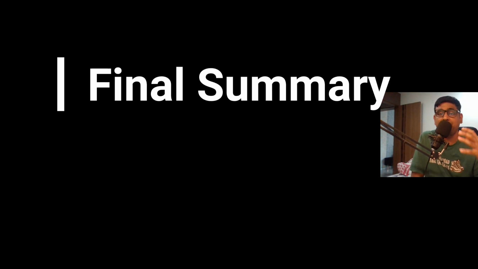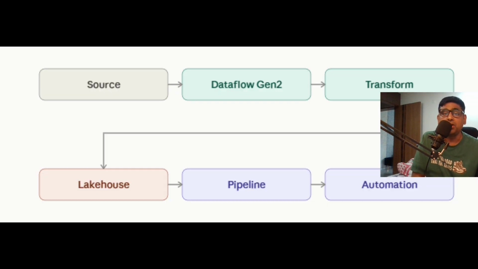Okay, so let's go to the final summary. What we have seen in this video is we started with the raw sales and order data. We created a Dataflow Gen2. We connected to our source. We cleaned and transformed the data using Power Query. We merged additional business information. We configured a data destination, and finally we integrated the dataflow into the pipeline so that the whole process can be automated. So remember, the one architecture from today's video is source, Dataflow Gen2, transform, lakehouse, pipeline, and then automation.